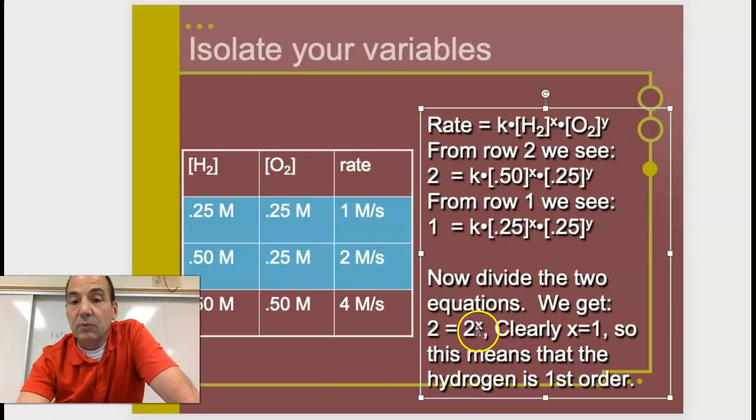So now I have to solve this. Well, I'm not brain dead. I know that X has to be 1 if 2 is going to equal 2. So I know X is 1, and that means that hydrogen is first order.